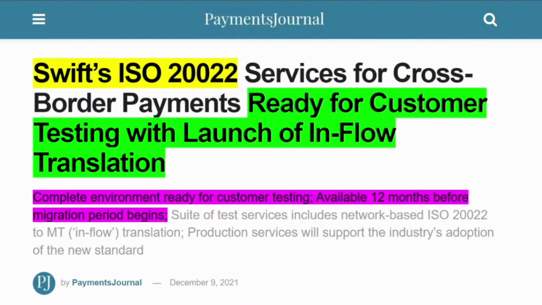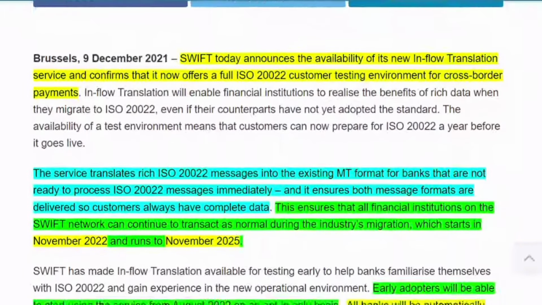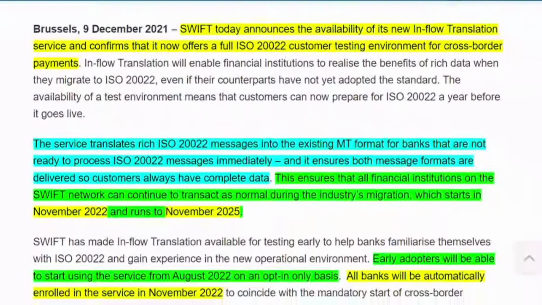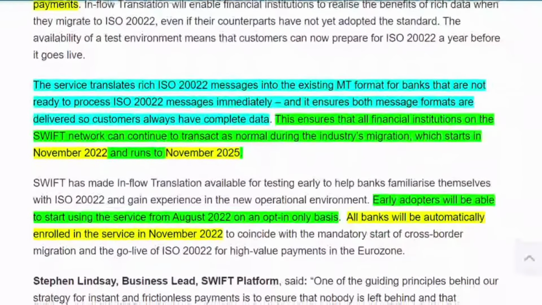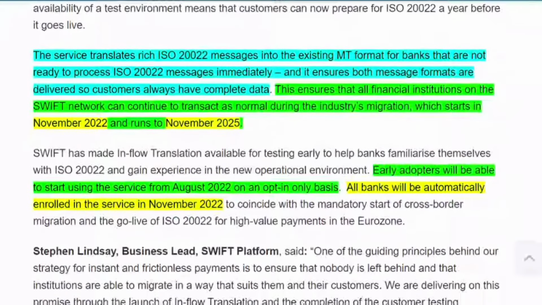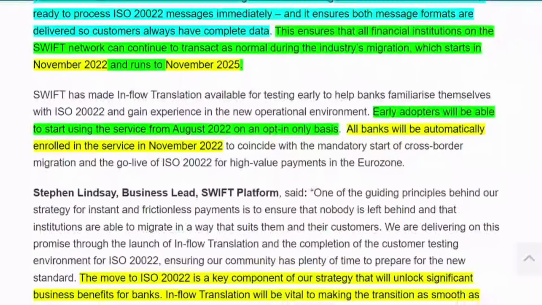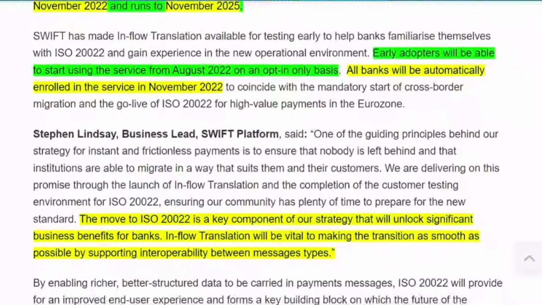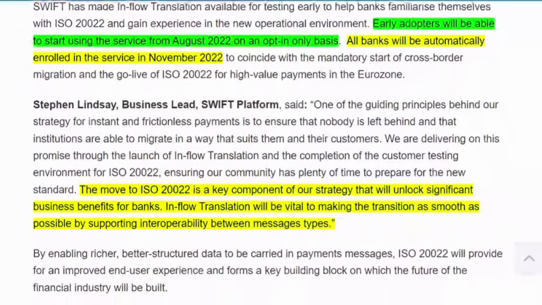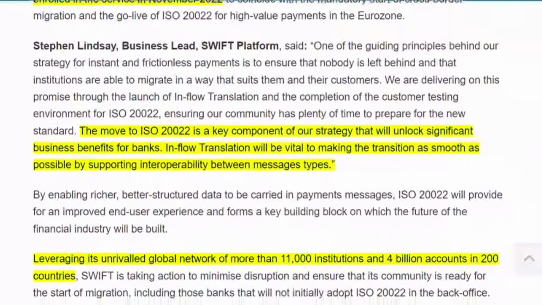Let's start with Swift. They've been in the news a whole lot recently, but what the media won't tell you is that Swift is leading this transition. This is what the majority of the world's financial institutions currently use, but by November of this year, the industry migration to ISO 20022 begins. Again, all financial institutions using Swift are participating in this transition. This includes 11,000 banks across 200 different countries.